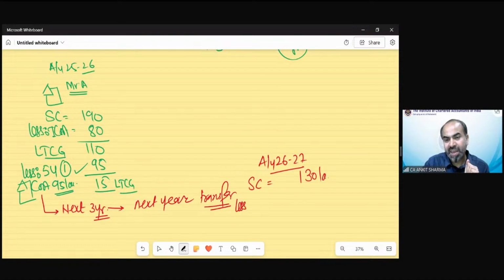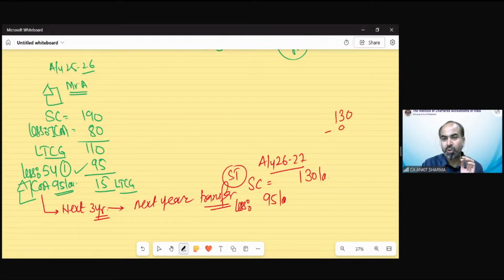Now because it has been transferred within 1 year, that would be short-term capital gain. And now the cost of acquisition is 95 lakh. If I solve it normally, without any consequences, how would I solve it? 130 lakh minus the cost of acquisition, and 35 lakh would be the short-term capital gain. Clear? But because you violated the provision, because the provision was saying you should not transfer this property for the next 3 years, but you transferred it.